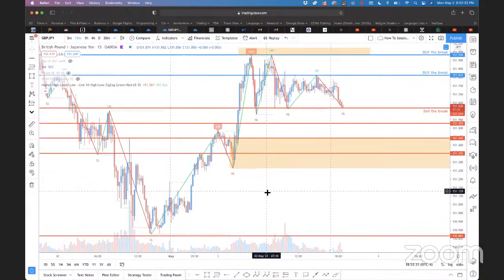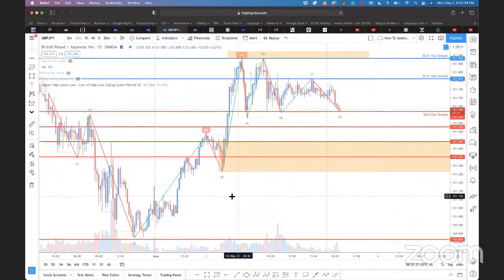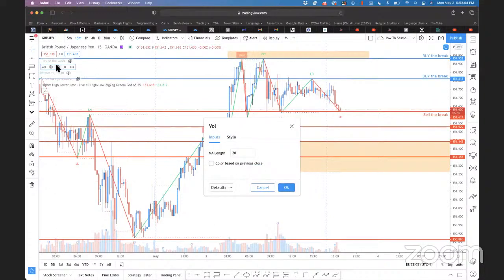So if I scroll over here and look at this bullish engulfing candle, and then I look down at the volume right here on the candle, you'll see that this bullish engulfing candle has a lot of volume compared to what it was before, right? Let me make this a little darker.